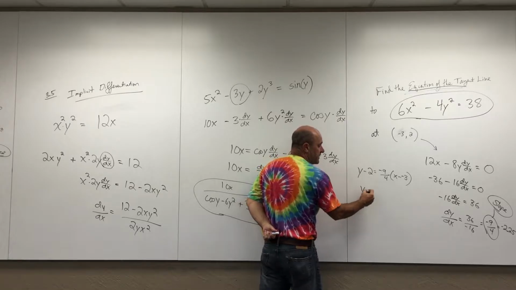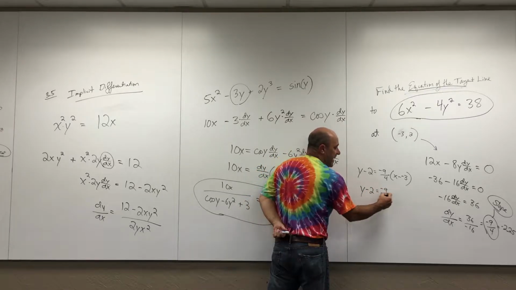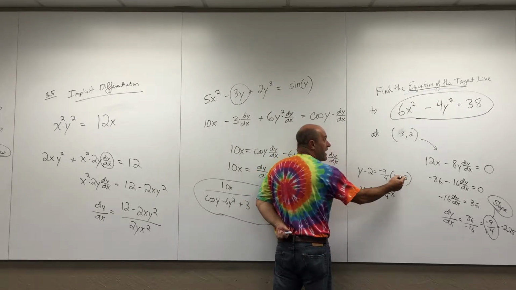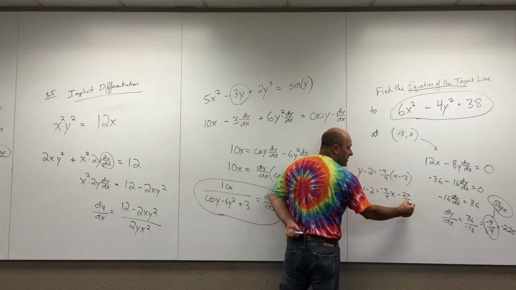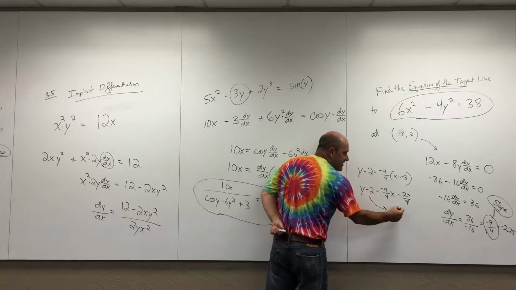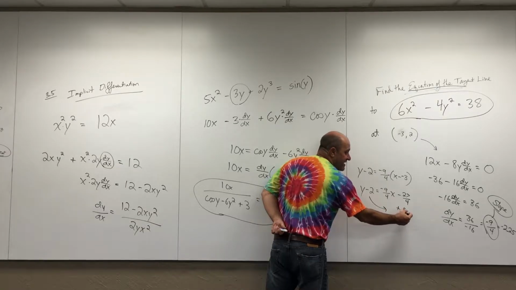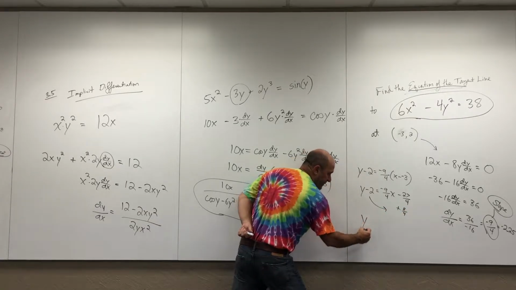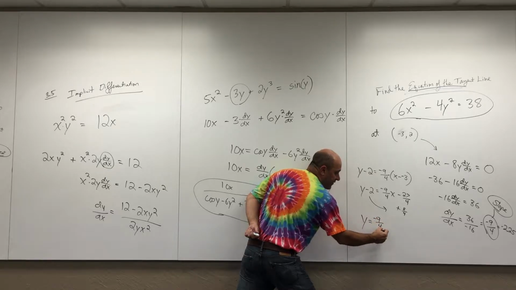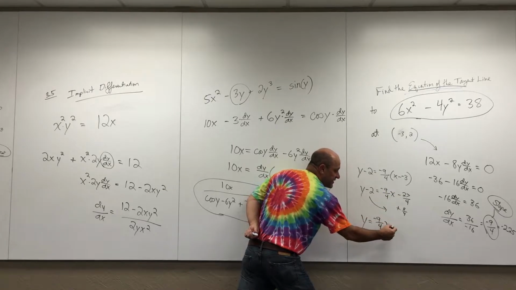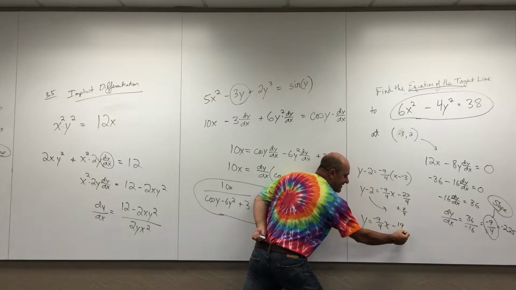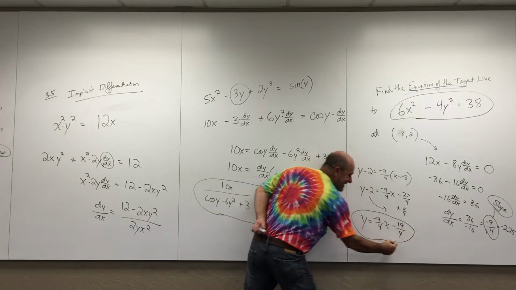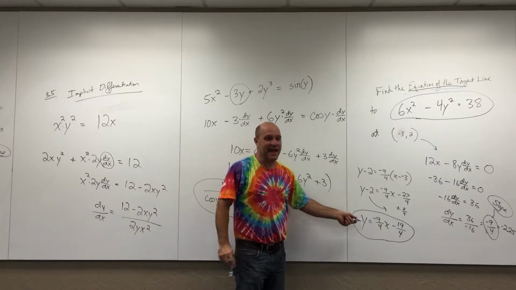I'll just distribute and clean this up. -9/4 x, that's a +3. When you multiply it, it'll be a -27/4. When I add this to, I guess I'm adding an 8/4. And so I love fractions. I like messing with these fractions. Here I am with 19/4. Thank you very much. That's the equation of the tangent line.